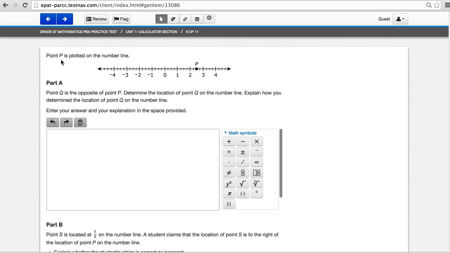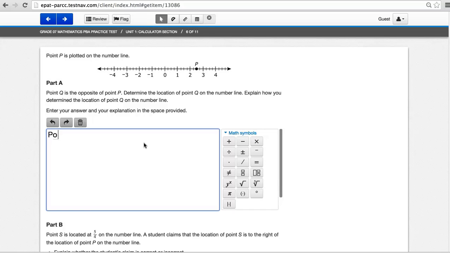Here's our last question. Point P is plotted on the number line. Here it is. It looks like it's about 2.5. Point Q is the opposite of point P. Determine the location of point Q on the number line. Explain how you determine the location of point Q on the number line. Basically, enter your answer and your explanation.